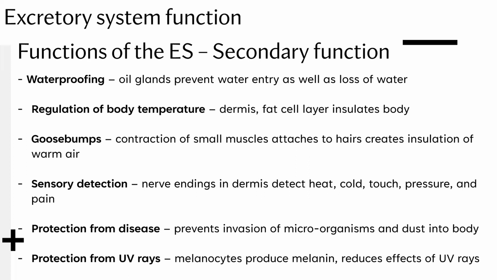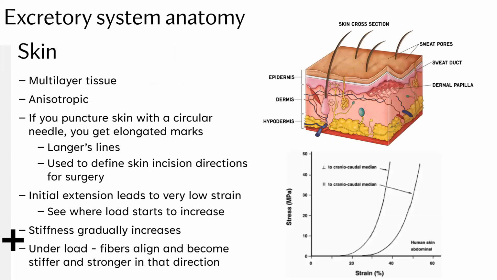So now that we've talked about functionality, let's talk about these organs one by one. So the first one is our skin, which is indeed an organ, and it has the largest surface area, I would say. It has actually a very interesting multi-layer tissue structure, and this multi-layer structure is anisotropic, meaning that it has different mechanical properties in different directions.